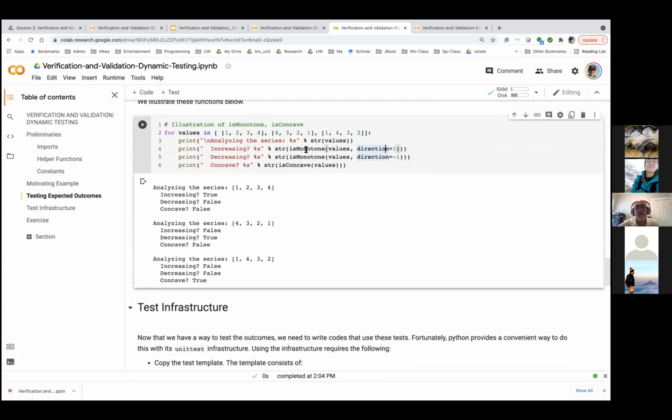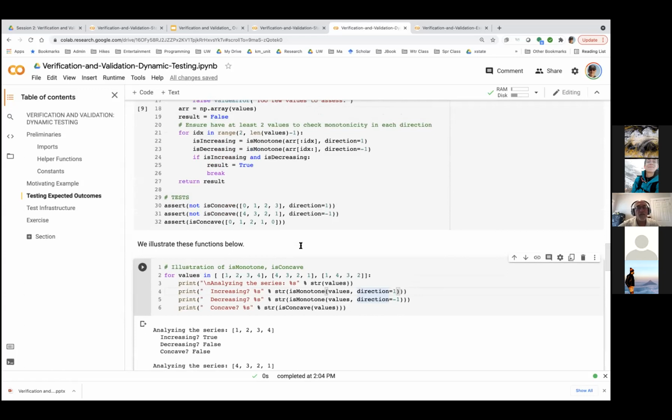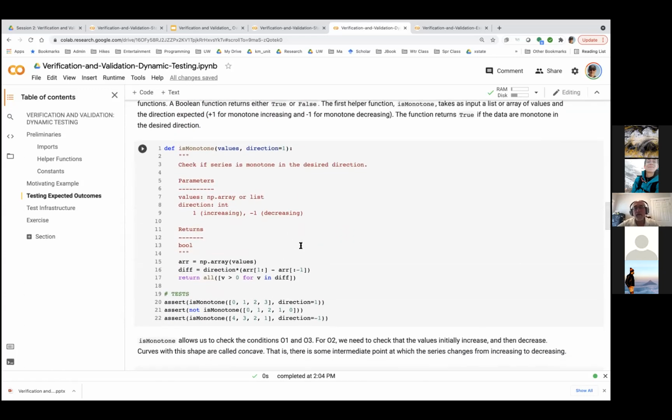So it says, is it monotone increasing? Is it monotone decreasing? Or is it concave, we'll get to that in just a second. But you can see that 1, 2, 3, 4 is increasing and it's not decreasing. And 4, 3, 2, 1 is not increasing, it is decreasing. And 1, 4, 3, 2 is neither increasing nor decreasing. That gives you a feeling for it. Okay, any questions on is monotone about how this works?